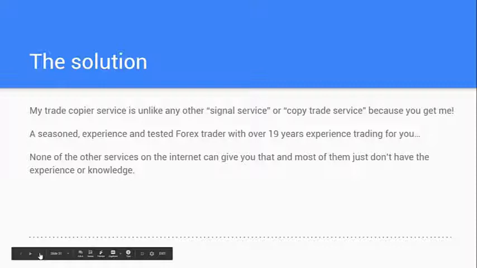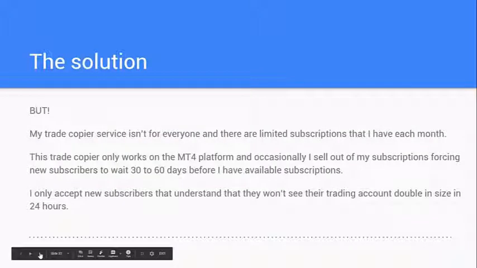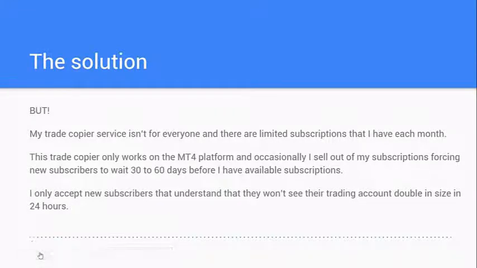My trade copier service is unlike any other signal service or copy trade service out there because you get me, a seasoned, experienced, and tested Forex trader with over 19 years experience trading for you. None of the other services on the internet can give you that, and most of them just don't have the experience or the knowledge. But my trade copier isn't for everyone, and there are limited subscriptions each month. This trade copier only works on the MT4 or MetaTrader 4 platform.